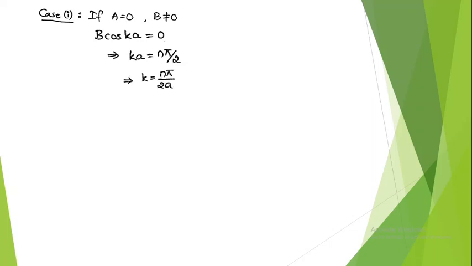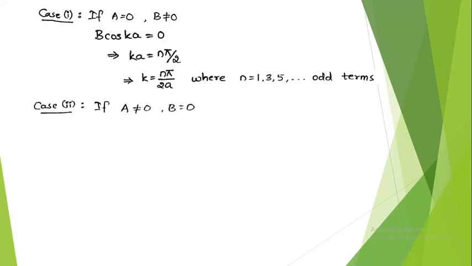where n is an odd term, that is 1, 3, 5, and so on. And when you rearrange, you get the k value which is equal to n pi by 2a. So this is for the odd term. Then again the second case is that A is not equal to 0 and B is equal to 0.